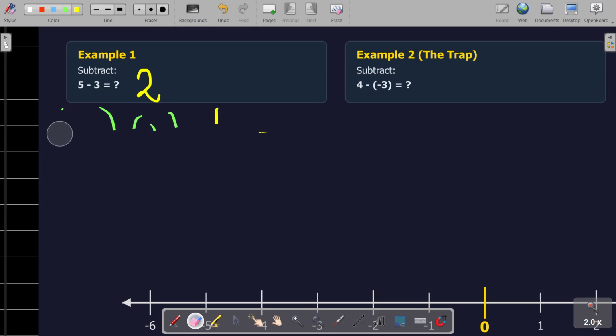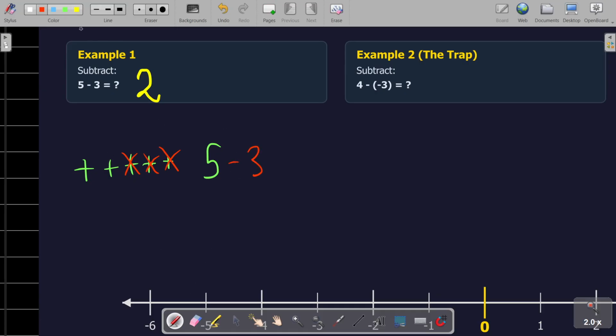I'm going to draw out 5 positive counters. To save time, I'm going to draw 5 pluses here. So total value, positive 5. Okay. Now we're going to subtract 3. We're going to physically remove 3 positive counters. So I put that in red. Get rid of 3 of them. That's 1, that's 2. What do we have? 2 positive counters remain. 5 minus 3 equals 2. Very straightforward. The colors look very nice here.